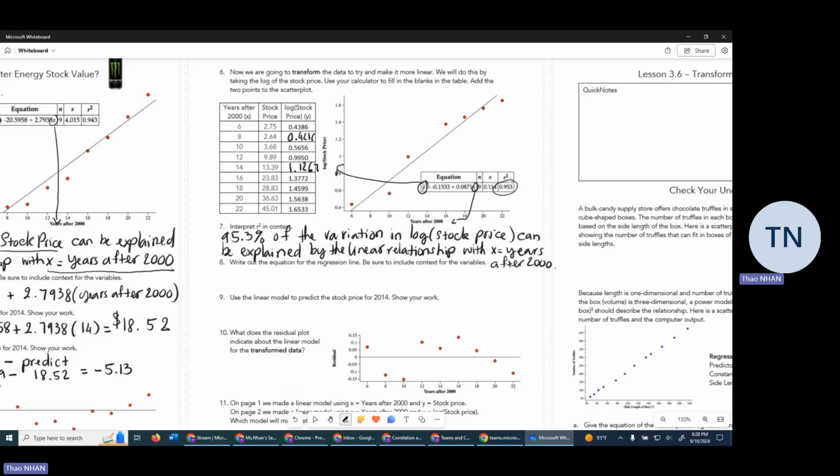As I write the equation for the linear regression line, be sure to include context for the variable. Same thing, just like number 2. Now it's the log of stock price. With that little hat, y hat equals negative 0.1533 plus 0.0871, and your x is going to be years after 2000.